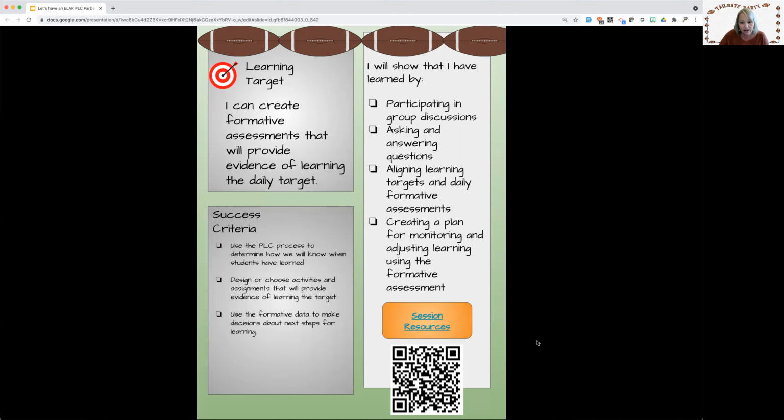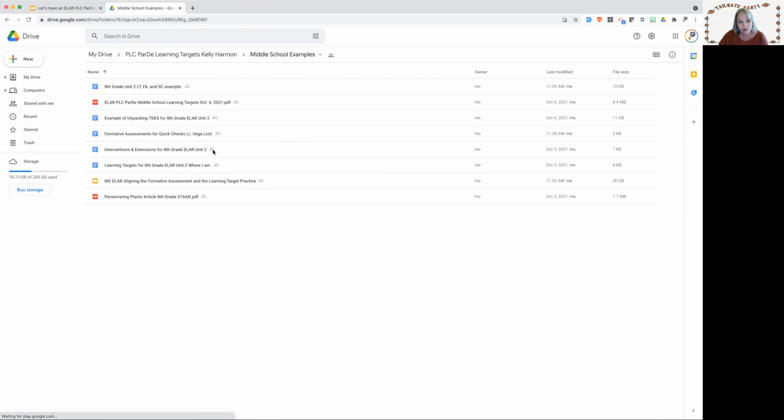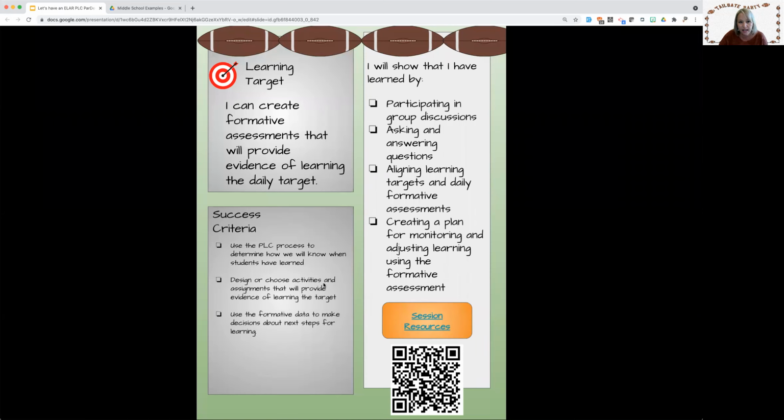Now you'll notice on your screen that there is a QR code. So get out your cameras, scan that QR code. I'll tell you where it's going though. It's going into a folder that I created for you with lots of examples. So you'll go into the middle school folder and find some resources there for you, including an example unit that we looked at last time, and including some new documents that I've added since last time. So be sure and access those examples for your PLC team so that you can pull them out when you need a worked example or a model to look at.